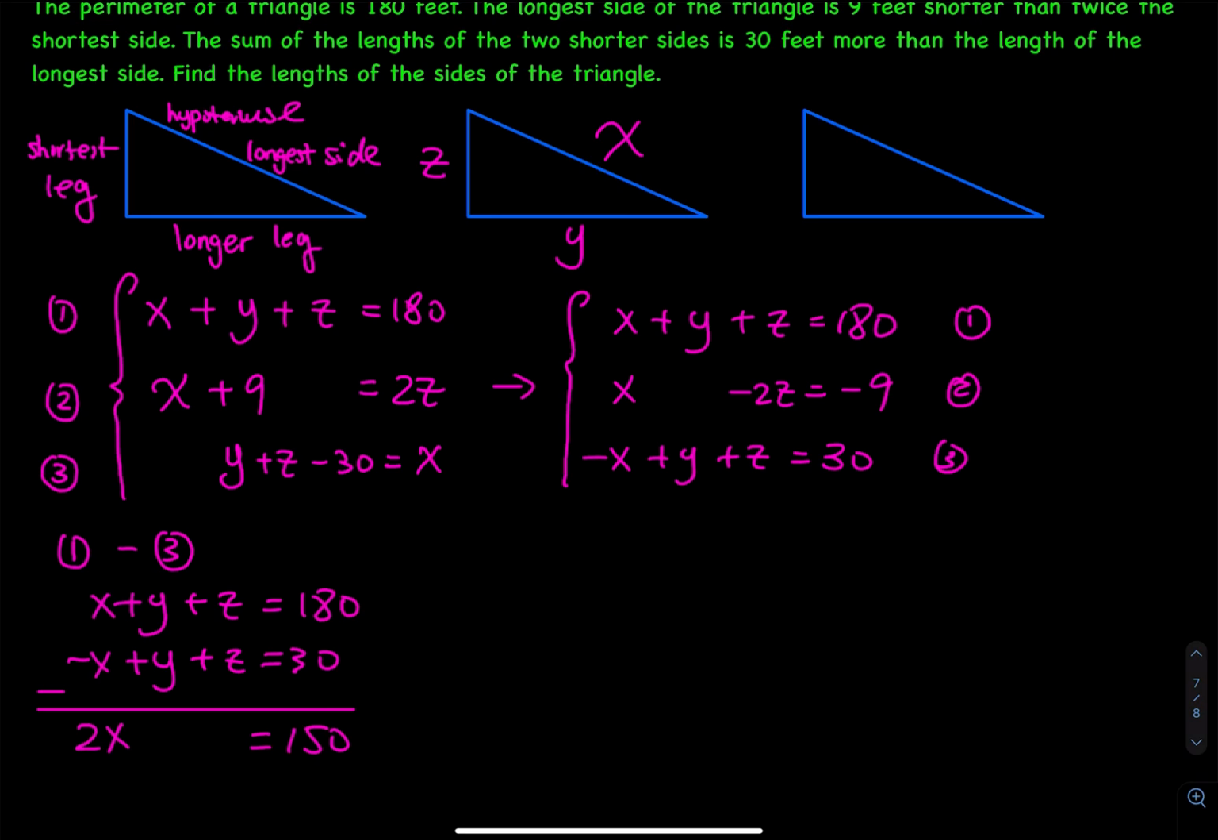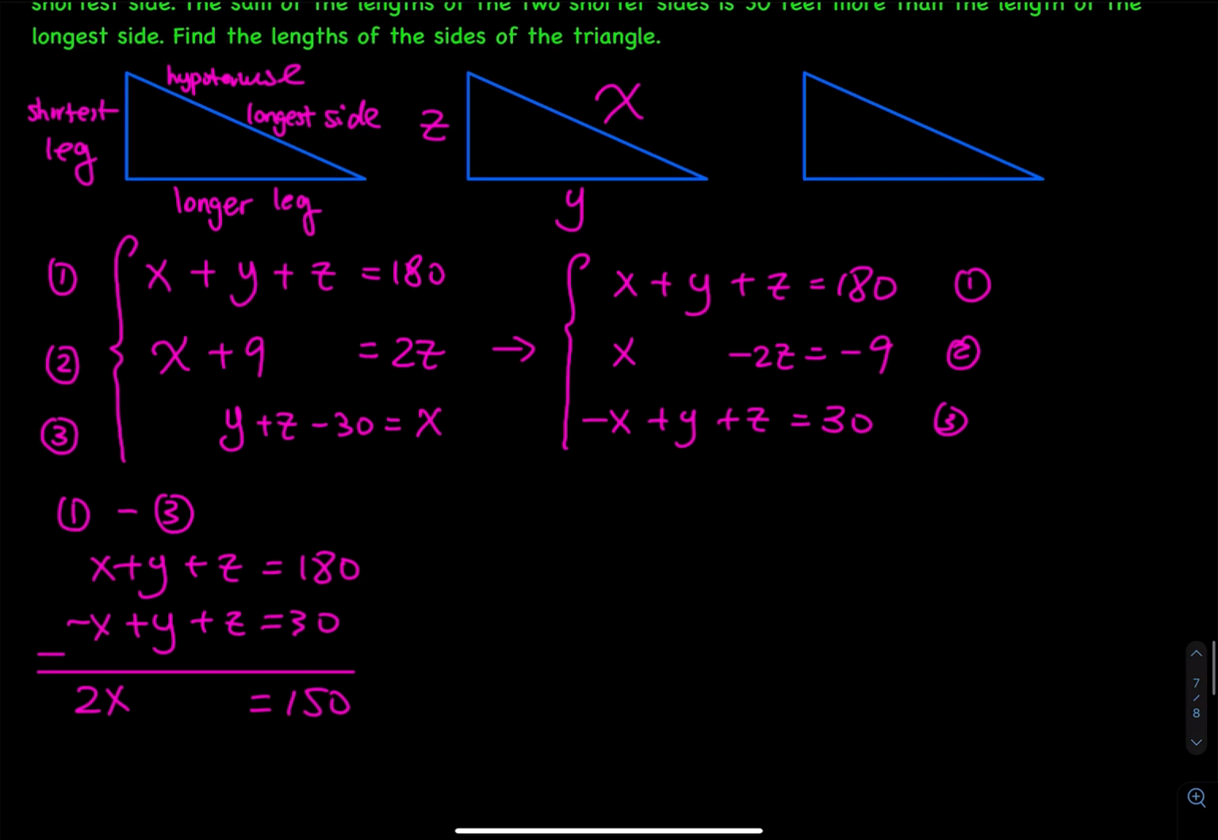The reason I found out this, I cannot let x be negative. So that's why I know that is a mistake. Divide both sides by 2, then x equals 75. Okay, so x equals 75. So at this point, you know that this is 75 feet. That is what x is.